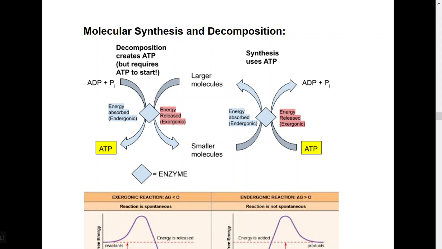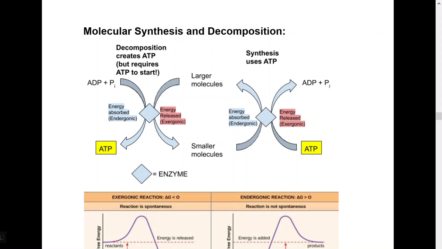So in this video, we're going to talk about my favorite concept in biology, which are energy-coupled reactions. We're going to do it mostly in terms of molecular synthesis and decomposition, which are very important processes in organisms, right? What they're doing is taking either smaller molecules and building up larger molecules, or taking larger molecules and breaking them down into smaller molecules, right? And there's a lot of energy considerations going on here.